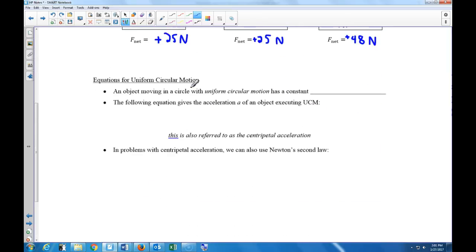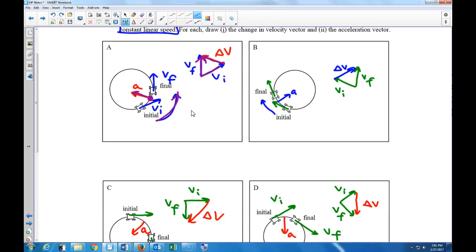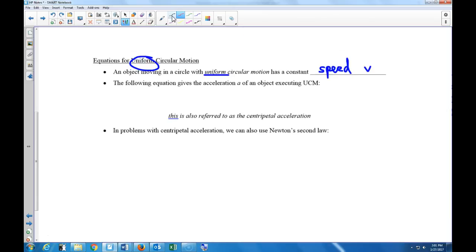So here are the equations for uniform circular motion. First, this word uniform means that the object has a constant speed, and the constant speed is v. The velocity, however, is not constant. Look, we did that on the last page. The velocity is always changing because the direction is always changing. So even though the speed, the arrow length, the magnitude, never changes, the direction changes, and therefore the whole velocity is changing. So only the speed is constant, not the velocity.